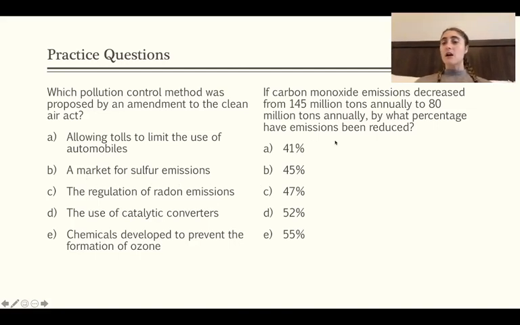And if carbon monoxide emissions decrease from 145 million tons annually to 80 million tons annually, by what percentage have emissions been reduced? And the answer here is B. And to do this math, you would do 145 minus 80. That number divided by 145 times 100 gives you 45%.